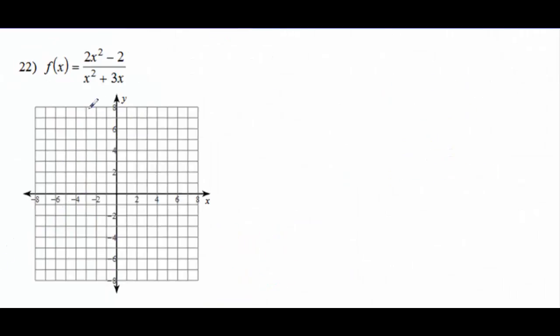Next, we want to find all these things again. Horizontal, holes, vertical asymptote, and x-intercept. So my horizontal asymptote, I compare my x's on top and bottom. They're both x squared, so it's like I'm ignoring everything else and saying, well, what's 2x squared over x squared, which is a 2. So this is at y equals 2.